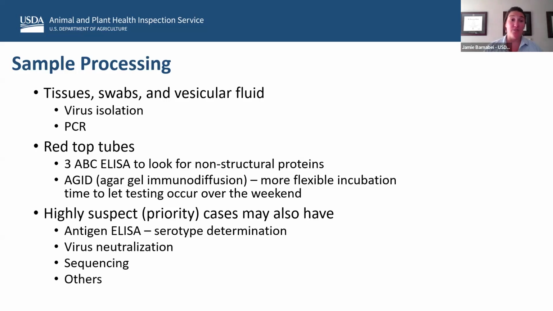We will also send it forward for the AGID, or the agar gel immunodiffusion test. It does have a more flexible incubation period, and this lets us do testing over the weekend if we need to. And then highly suspect or high priority cases are likely also going to be sent over for antigen ELISA to help us with that serotype determination. They're definitely going to go to virus neutralization and sequencing. We have a few others, but those are the big ones.